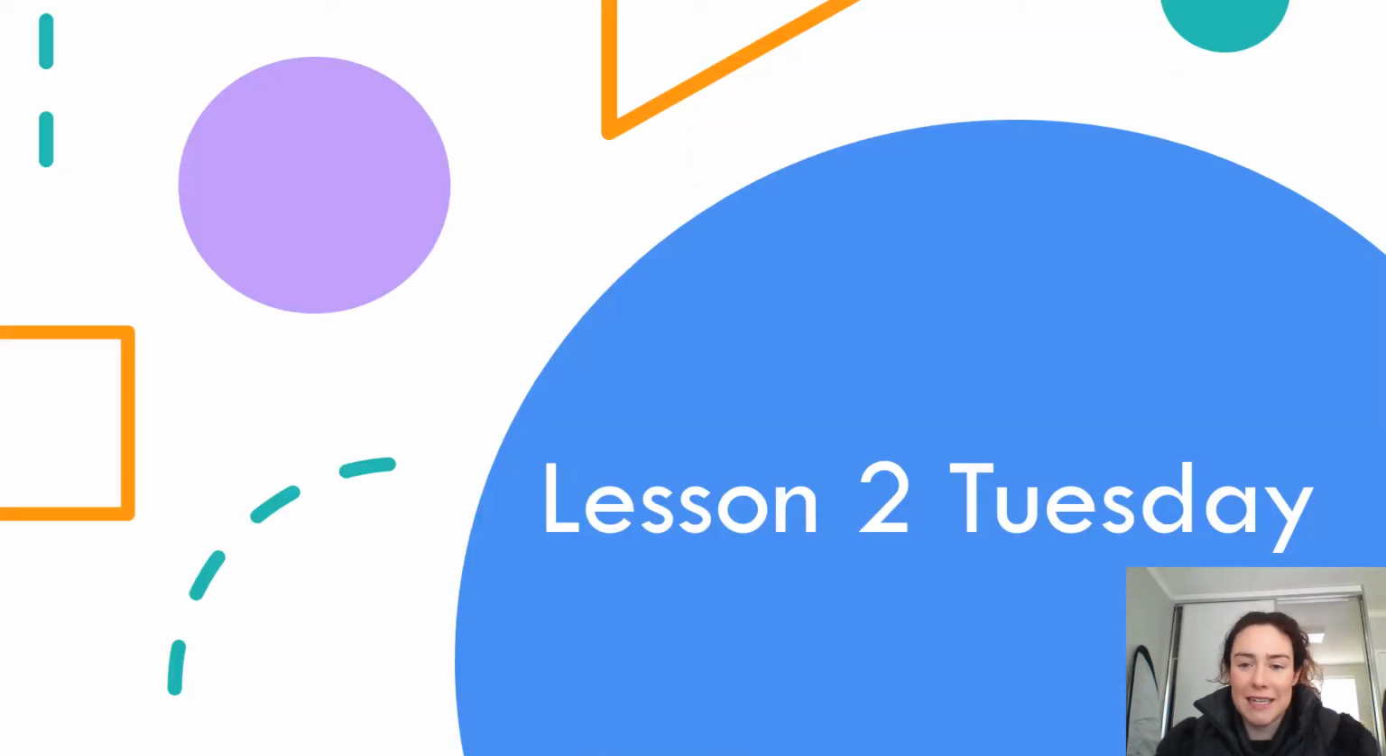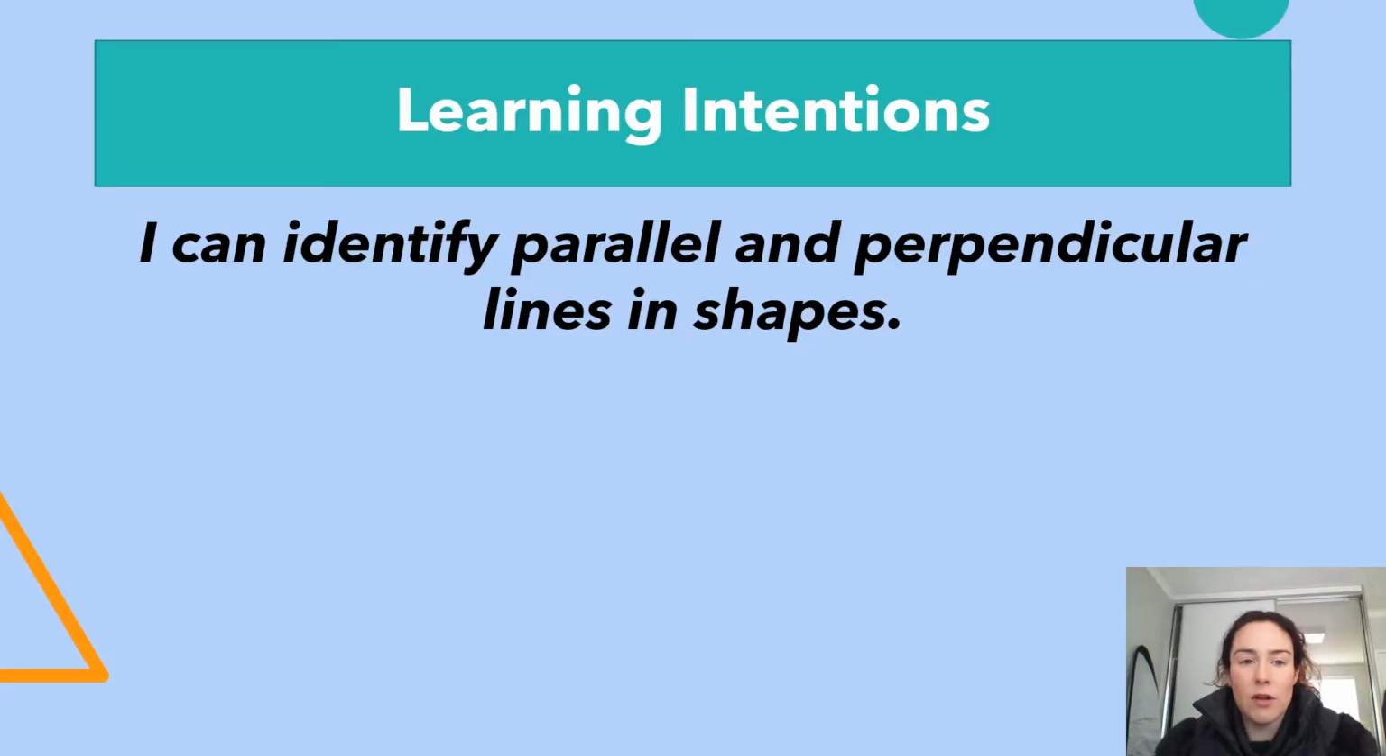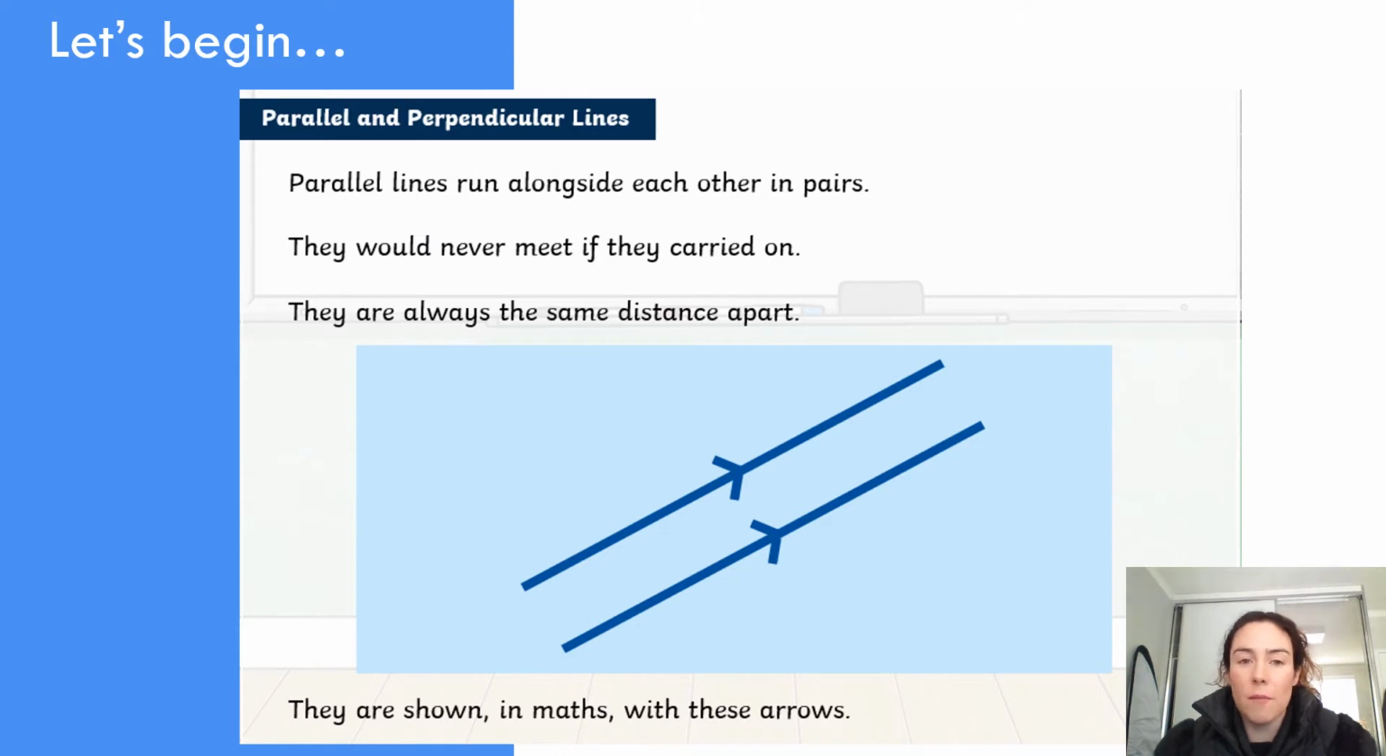This is Tuesday's lesson. And what we're learning to do today is identify parallel and perpendicular lines in shapes. All right, let's have a look at what parallel lines are. Parallel lines run alongside each other in pairs. Pairs means there's two of them, 1, 2. They would never meet if they carried on. So if these lines were kept drawing forever and ever, they would never meet or touch. They are always the same distance apart, and they are shown in maths with these arrows. So these arrows here are what tell me that these lines are parallel lines.